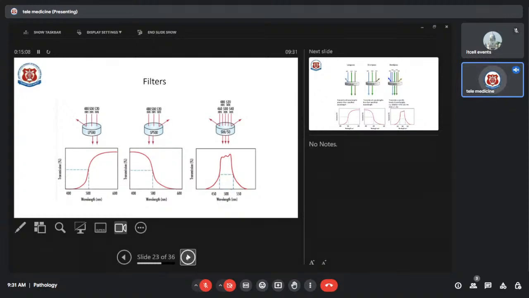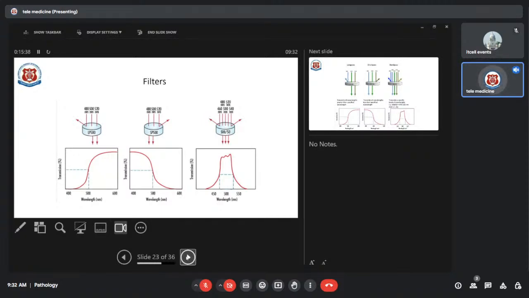Similarly, you have a short pass 500. Short pass का मतलब क्या है? The wavelengths which are smaller than 500 will pass through, and those longer will be reflected back. So these are the various kinds of filters: long pass filter, short pass filter, and the band pass. Band pass filter means suppose wavelengths of 450 to 550 will pass through. The others will be reflected back. So depending on your requirement, you can use the various kinds of filters which are available.